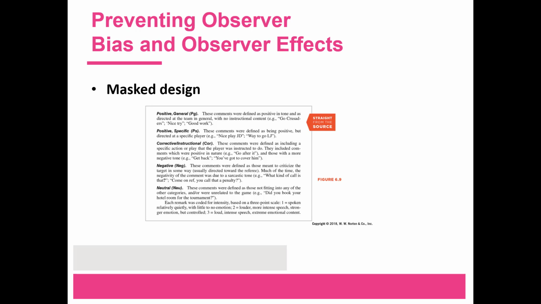Remember that just because a measure is reliable doesn't mean it's valid. One way to specifically prevent observer bias and observer effects is to use a masked design, or a blind design. In a masked design, the observers do not know which conditions the participants have been assigned to, and they are not aware of what the study is actually about. This reduces the bias of the observer.